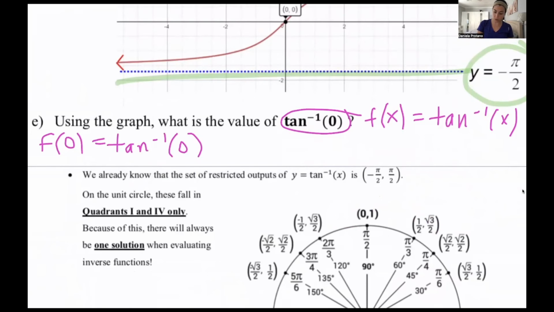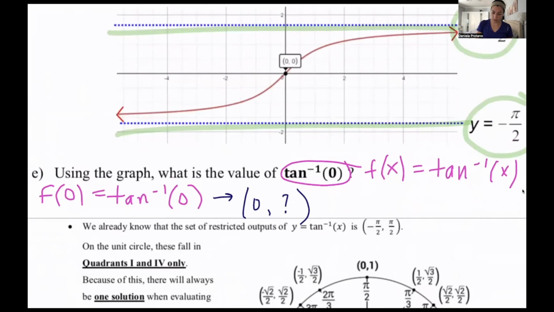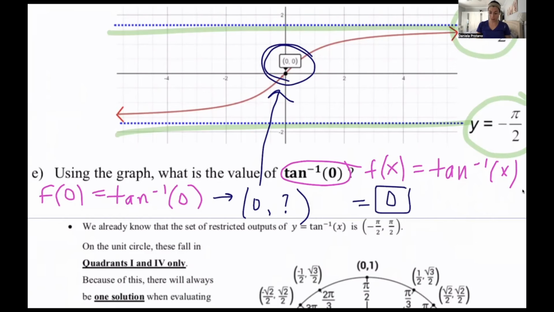And again, in Algebra 2, this relates to the graph: when you input 0, in other words, it's your x value, what is the y value? And we can see that when x equals 0, y equals 0. So the final answer here will be 0.